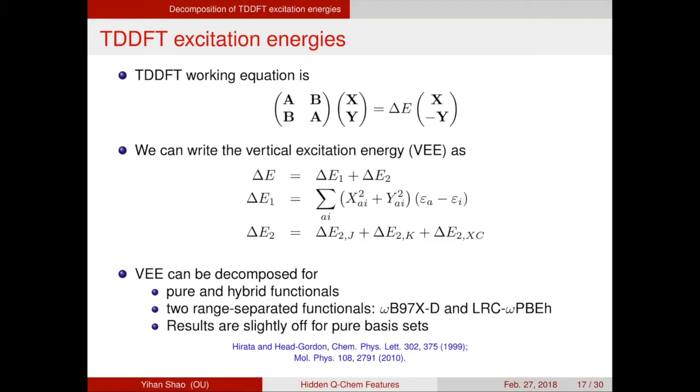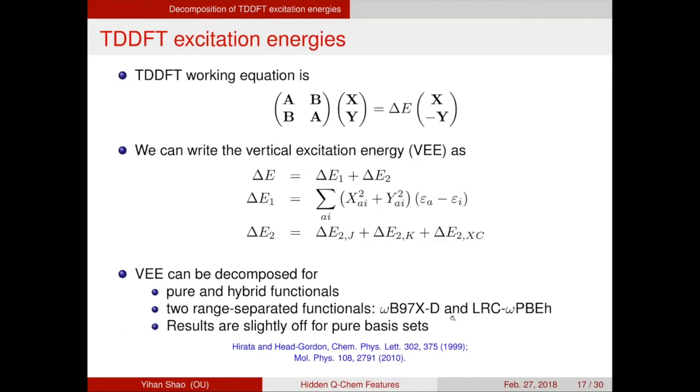In general, it works for pure and hybrid functionals, for restricted and unrestricted calculations, and for singlets and triplets. But for range-separated functionals, at this moment it only works for two: omega B97X-D, from Jim Date and Martin Gordon, and LRC-omega PBE, from John Herbert.